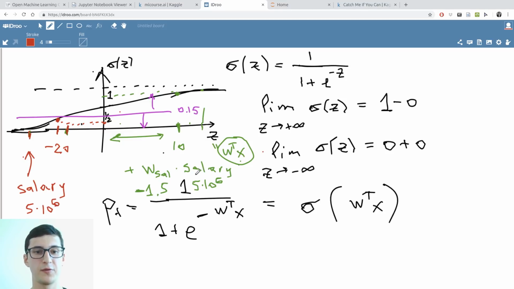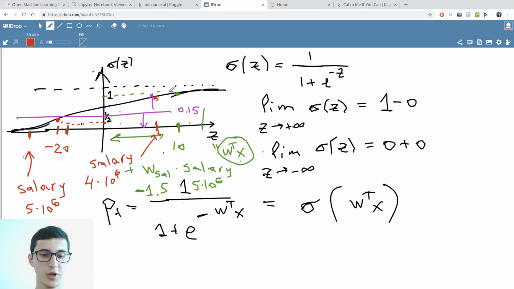But on the contrary, if salary is really low, that would mean that with negative coefficient W salary, this will make this inner product larger, and this will move the point here to the right, and predicted probability will be higher. So at this point, let's say there will be a guy with salary something like 4 times 10 to the power of 4. So if salary is much lower, then the predicted probability is going to be higher. Okay, so in a nutshell, that's how it works for prediction.